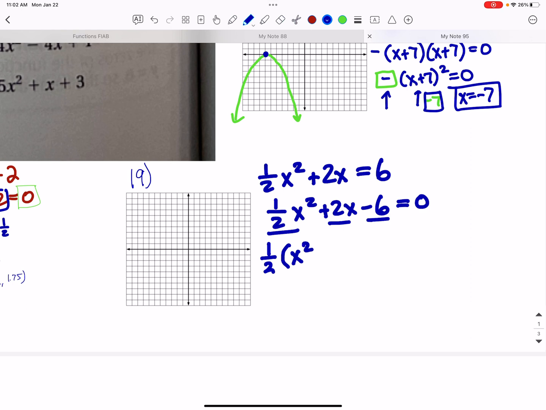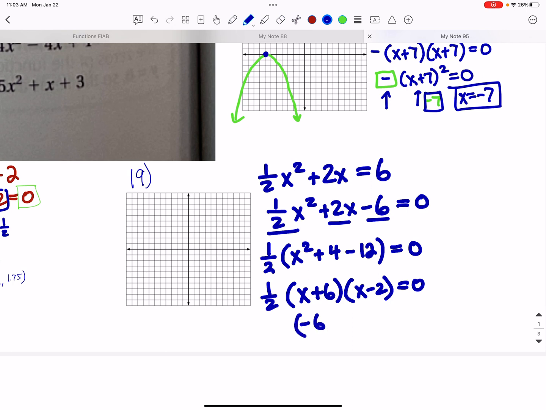If I take 1/2 out of 2, actually I have 4, because 1/2 times 4 is how you got to 2. You actually make it twice as big. And if I take 1/2 out of -6, I actually have -12. Equals 0. All right, so I've got 1/2 times, and I can factor this, x plus 6, x minus 2 equals 0. So if I'm graphing this, this would equal 0 at -6.